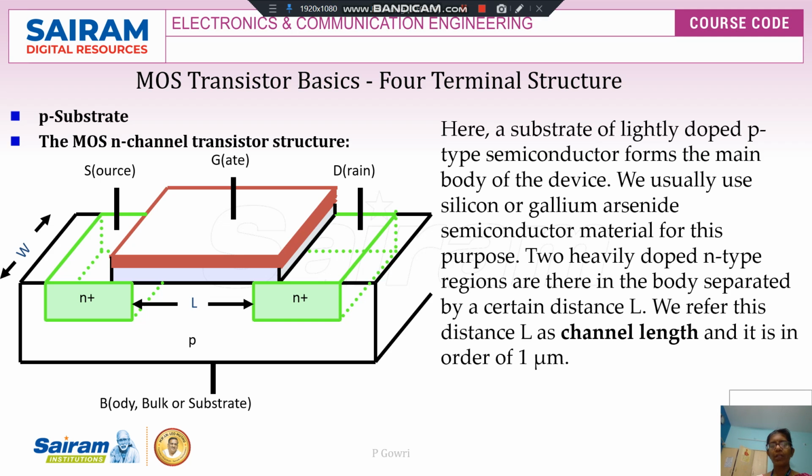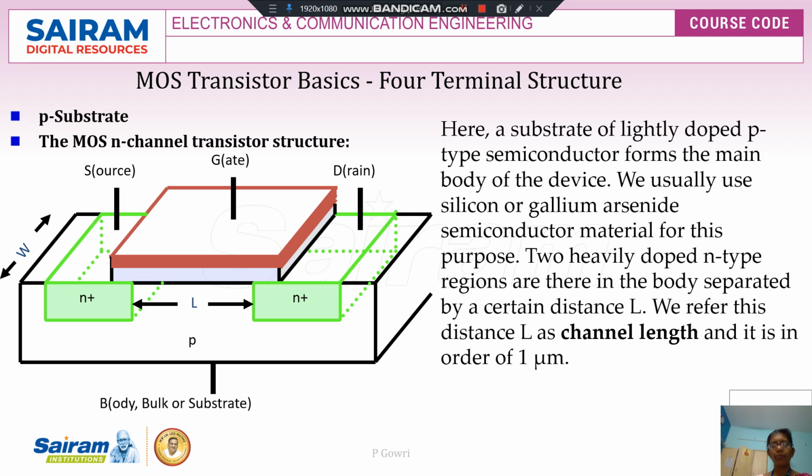So the transistor, we can say, is a four-terminal structure, but the fourth terminal, that is the body, will normally be considered as a reference point. So here we take the P substrate. P substrate means the substrate is a lightly doped P-type semiconductor that forms the main body of the device. We normally use silicon or gallium arsenide for this purpose.